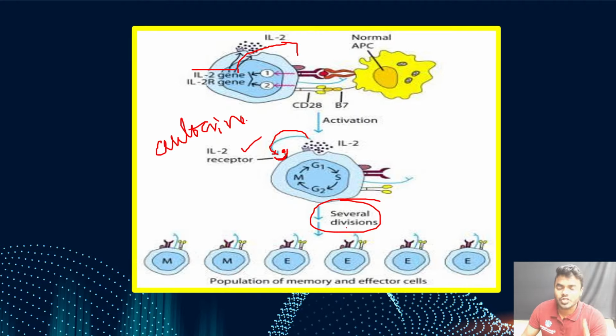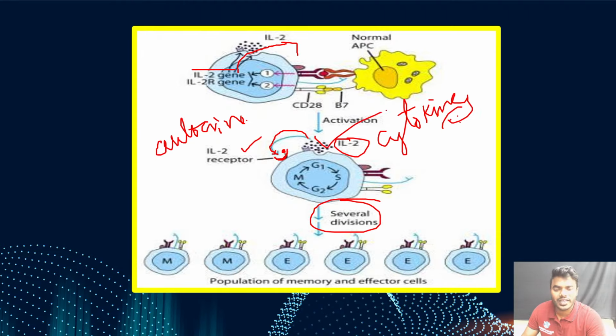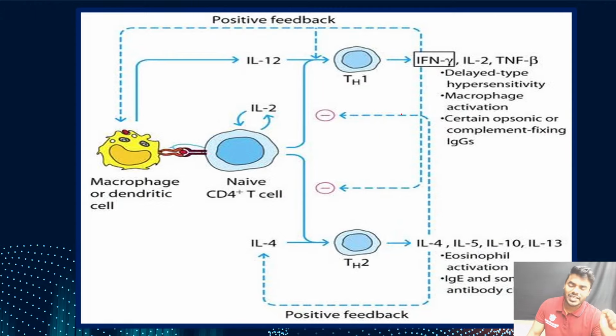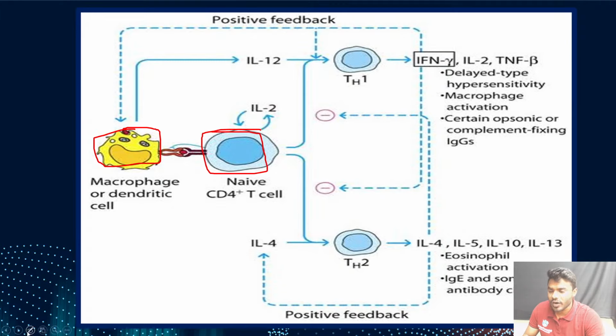If the T cell wants to divide, there is a compulsory requirement of an important cytokine. See, interleukins are cytokines only, right? The example of an important cytokine is interleukin 2. Who is releasing the interleukin 2? The T cell only is releasing it, and it is attaching to which cell? The T cell only. Don't get confused. Look into this, very important slide. Macrophage, T cell, and what is it releasing? Interleukin 2.